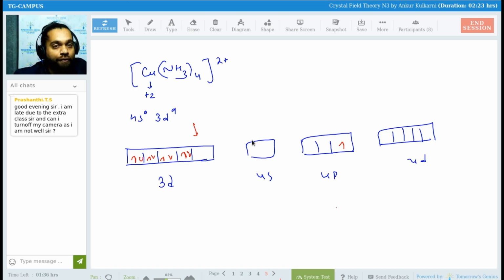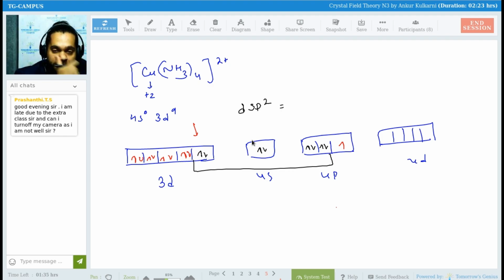So your 4 ligands will put electrons like this: 1, 2, 3, 4. Are you getting it, Kevin, Sarjana, and Kirtini? So the hybridization over here, Jason, Kevin, is dsp2. Clear, everyone? dsp2, it is square planar.